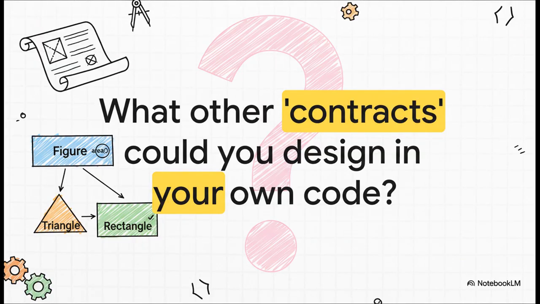So here's what I want you to take away from all this. Abstract classes aren't just a language feature. They're a powerful tool for design. They let you enforce rules and build systems that are both strong and flexible. And I'll leave you with this question to chew on. In your own projects, what other kinds of contracts could you create? Where else could you define what needs to be done and then trust your subclasses to handle the how? It's a powerful way to think.